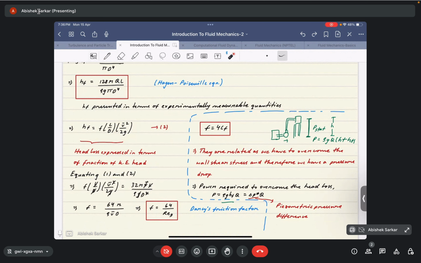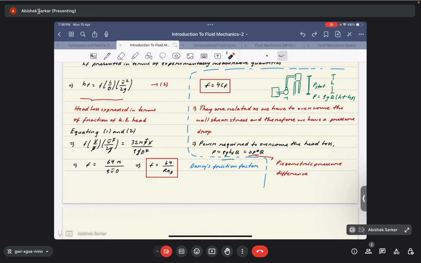Now if we equate this to equation number 1 here, then we can write f L by d into v bar square by 2g is equal to 32 mu v bar L by rho g d square. Then if we cancel out the terms and rewrite the equation, we can write f is equal to 64 mu by rho v d, which is basically f equal to 64 by Re_D, the Reynolds number with respect to the diameter of the pipe. This f is known as the Darcy friction factor.